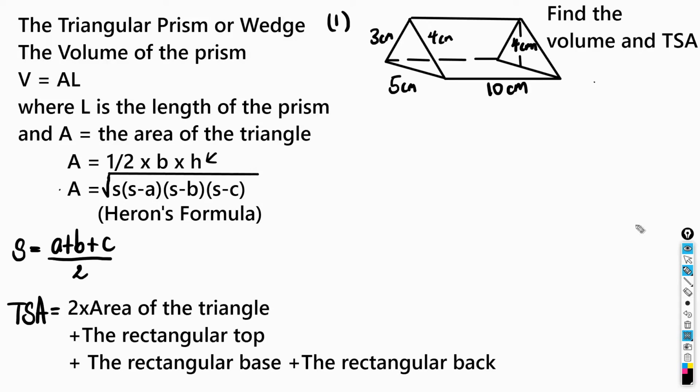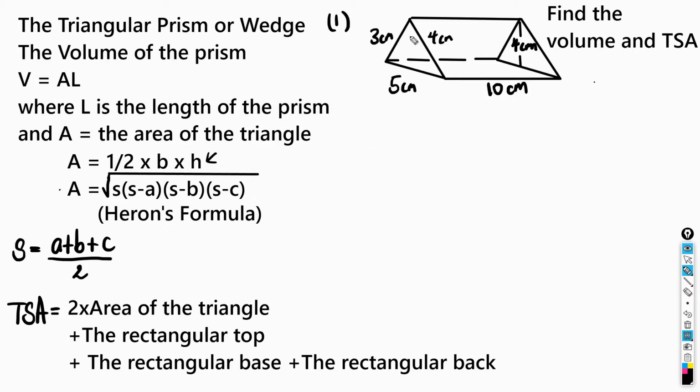All right, guys. So we're going to look at some examples of finding the volume of a triangular prism or a wedge, okay? But we also need to look at the total surface area for a wedge as well, okay, guys? And in this case, it says the total surface area of the wedge is equal to 2 times the area of the triangle plus the rectangular top plus the rectangular base plus the rectangular back. All right. Let's just look at this triangular prism here to see what that means.